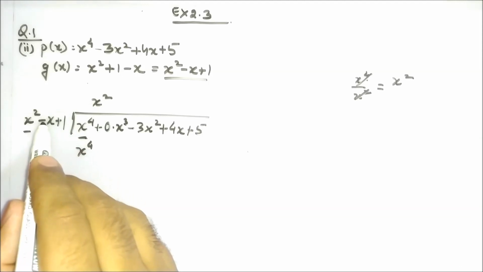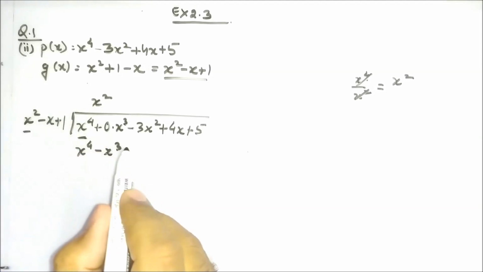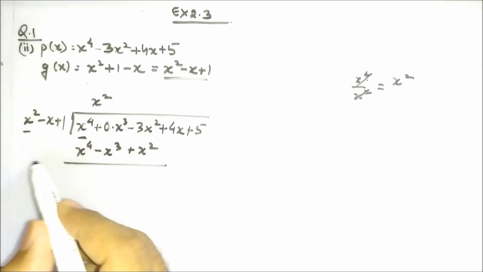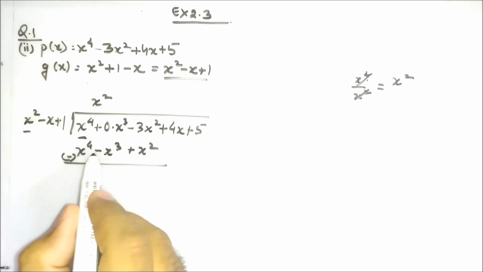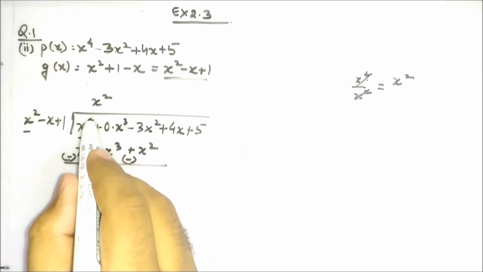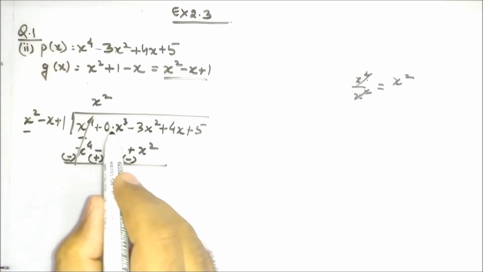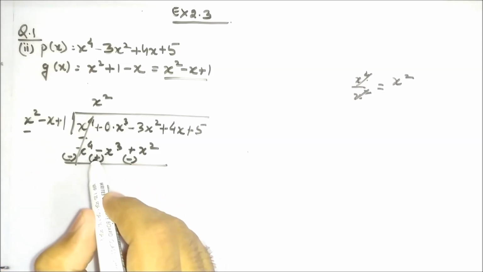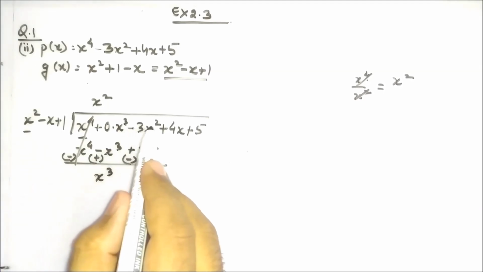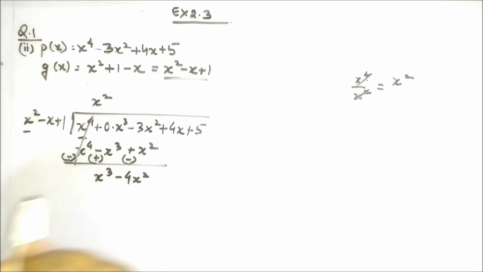X square into minus x, that will give you minus x cube. X square into plus 1, that will give you plus x square. Again when you subtract, the sign will change. This plus will become minus, minus will become plus, and plus will become minus. This will get cancelled. Always the first term will get cancelled. This x cube, 0x cube plus x cube will give you what? X cube only. This is minus 3x square and minus x square. This will be minus 4x square.